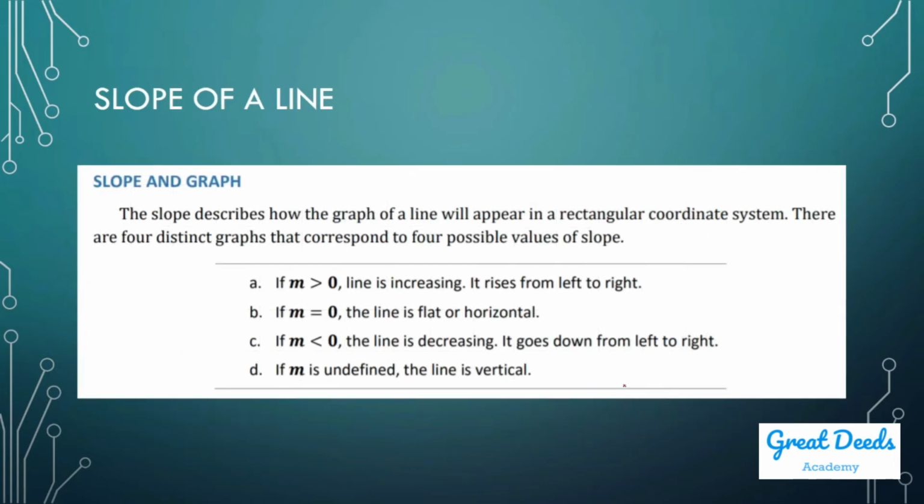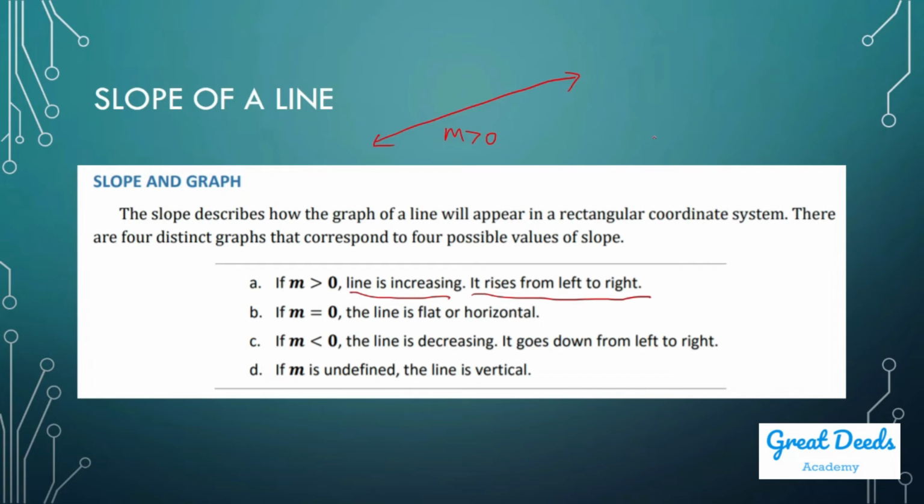Slope and graph. The slope describes how the graph of a line will appear in a rectangular coordinate system. And there are 4 distinct graphs that correspond to 4 possible values of the slope. If the slope is positive, greater than 0, the line is increasing. It rises from left to right. So starting from the left, you will go to the right, it is increasing.